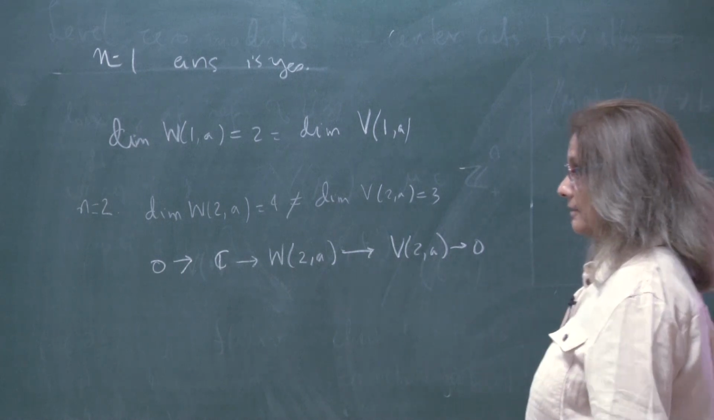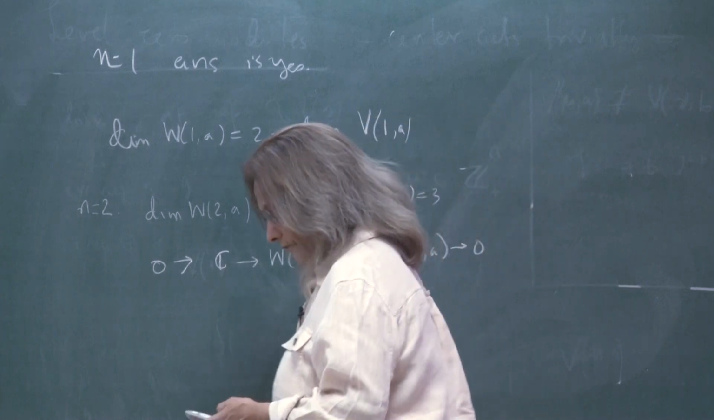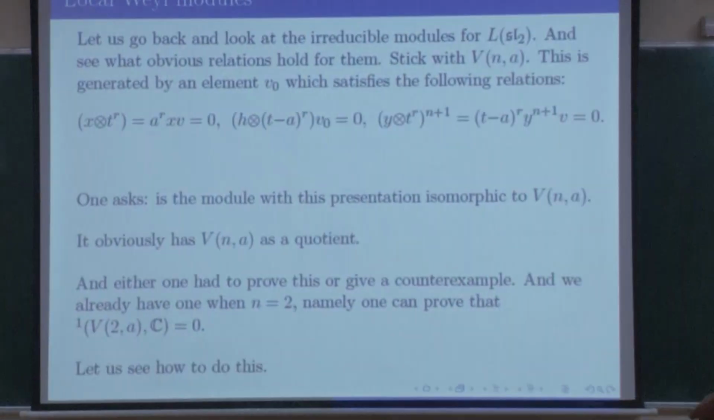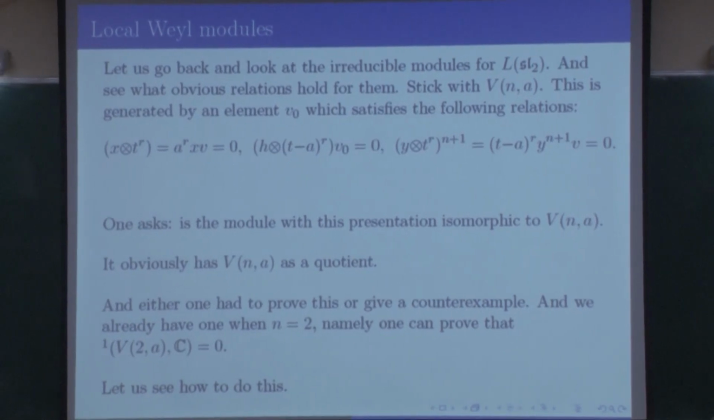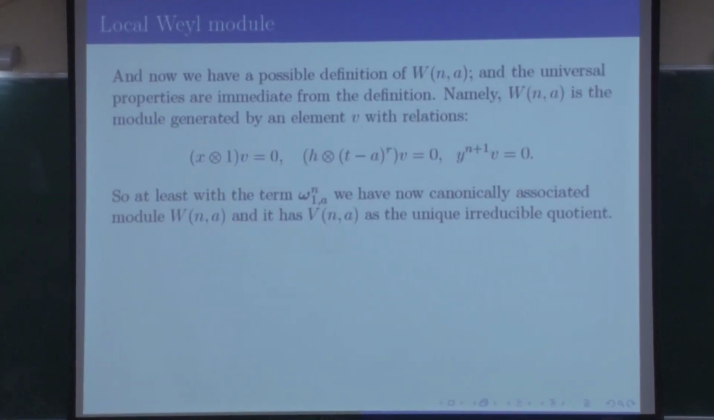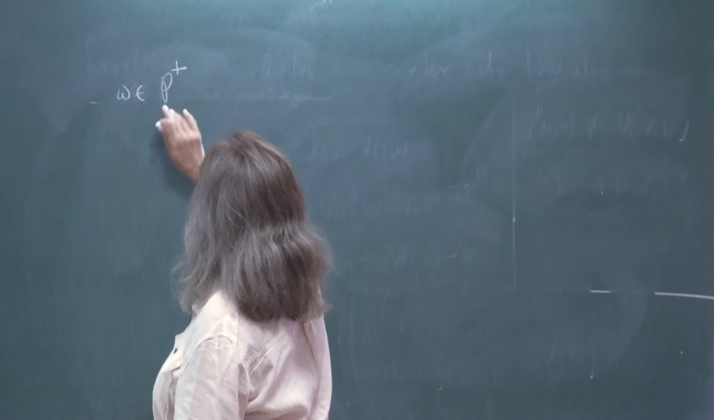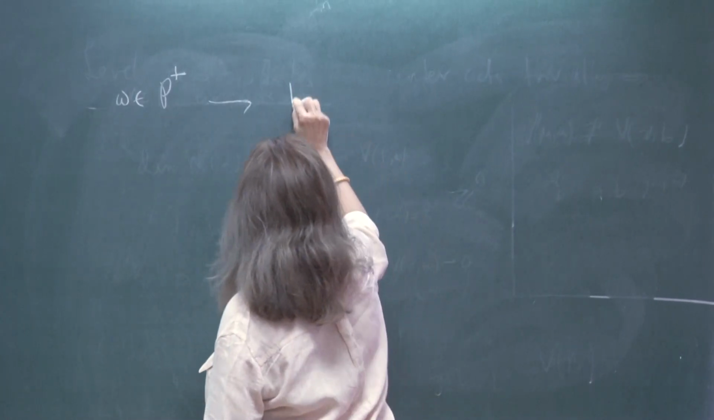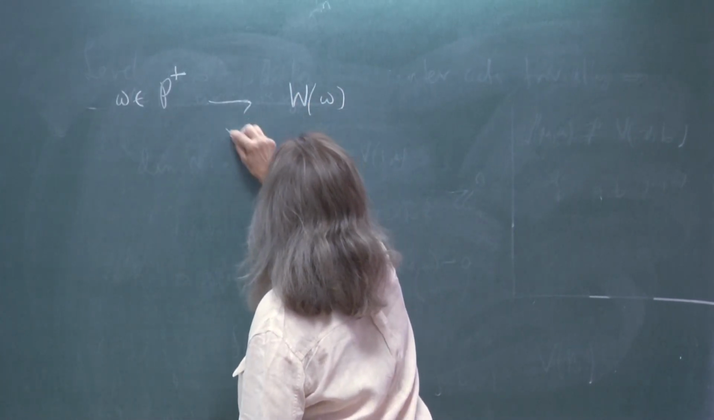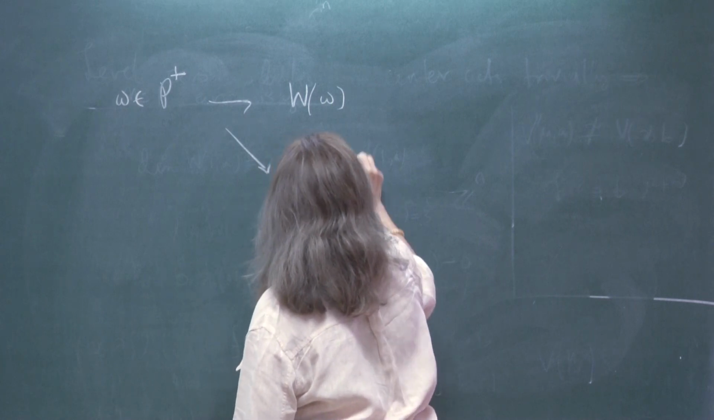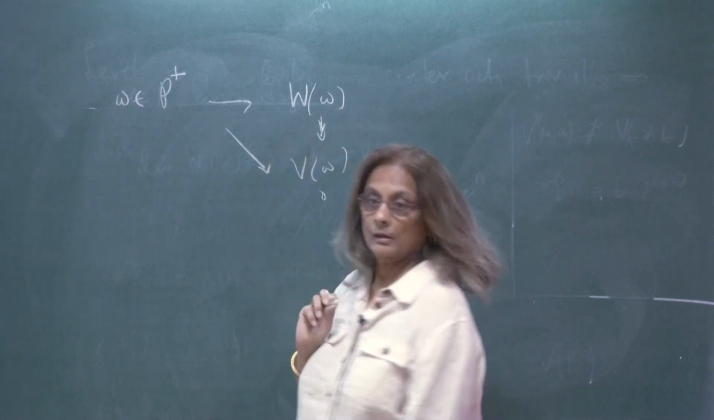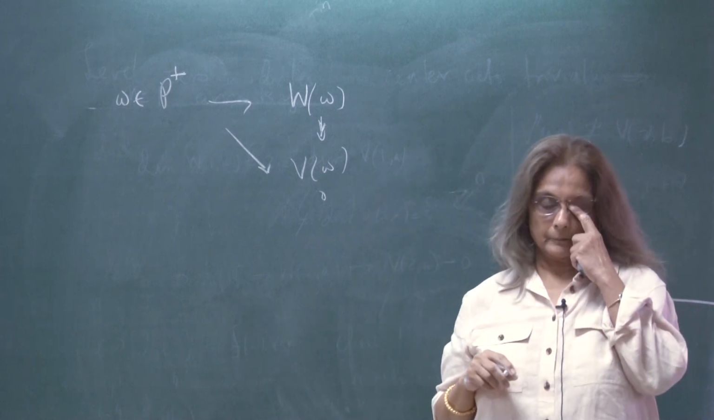Okay, so then you know that you've got these modules done. So that's as much as I'm going to say about that. Now I've partially achieved my goal, which is that for every omega in my free abelian monoid, I now have two modules. One I've called W omega and one I've called V omega. And I have that property, okay?